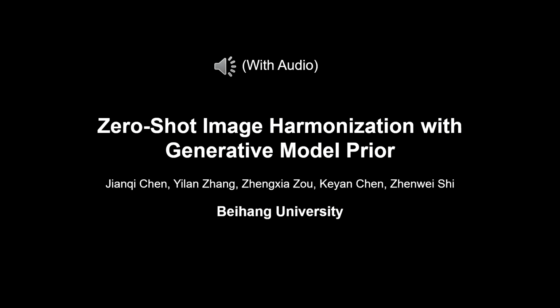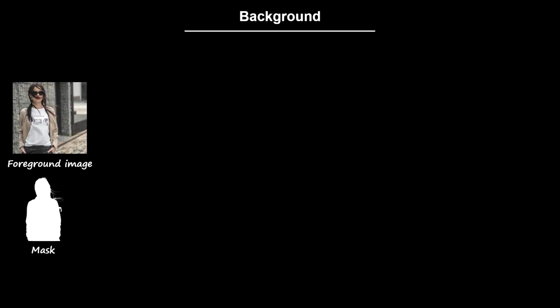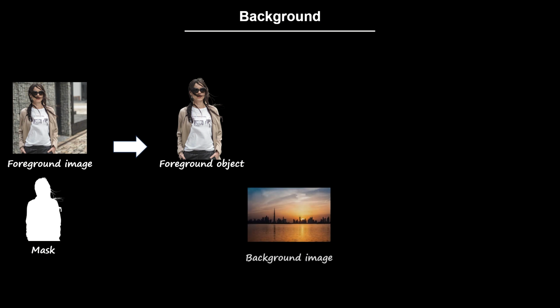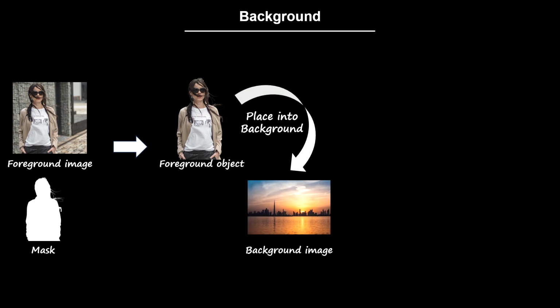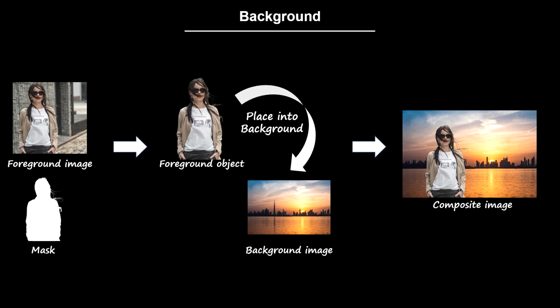Welcome to the presentation of our work, Zero-Shot Image Harmonization with Generative Model Prior. When confronted with a foreground image and its corresponding semantic mask, our task involves extracting the foreground object. Subsequently, placing this foreground object into a given background allows us to construct a composite image. However, this composition process often introduces challenges related to color space and consistency between the foreground and background regions.